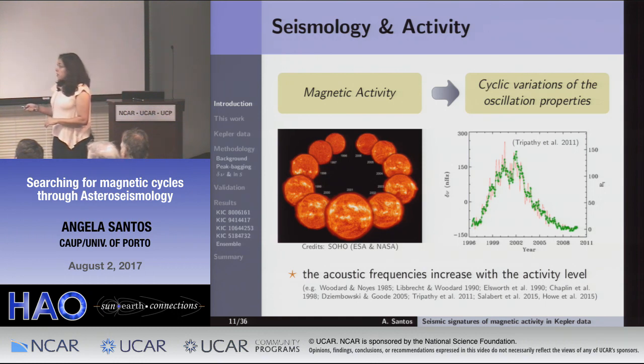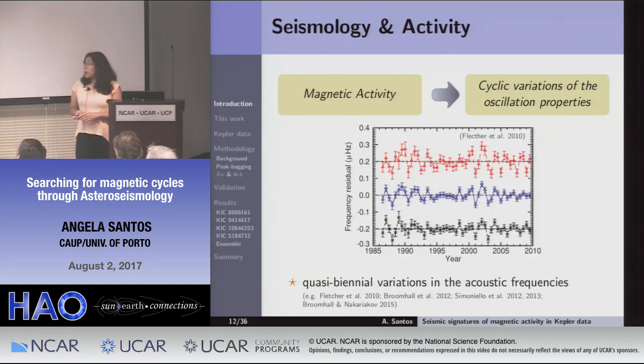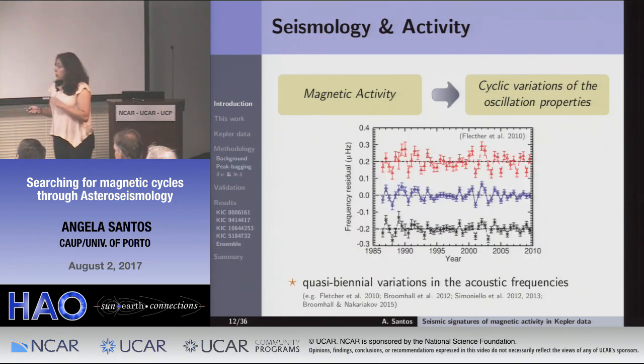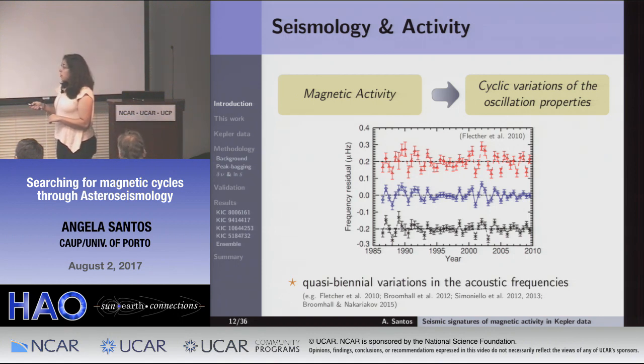So besides this long-term variation in the frequencies of the acoustic modes, the frequency shifts also vary on shorter time scales, and they are observed to vary on a quasi-biennial time scale. So these are the frequency residuals. This is for solar cycles 22 and 23. The frequency residuals are the frequency shifts after removing the long-term variation, and the different colors correspond to different frequency ranges.